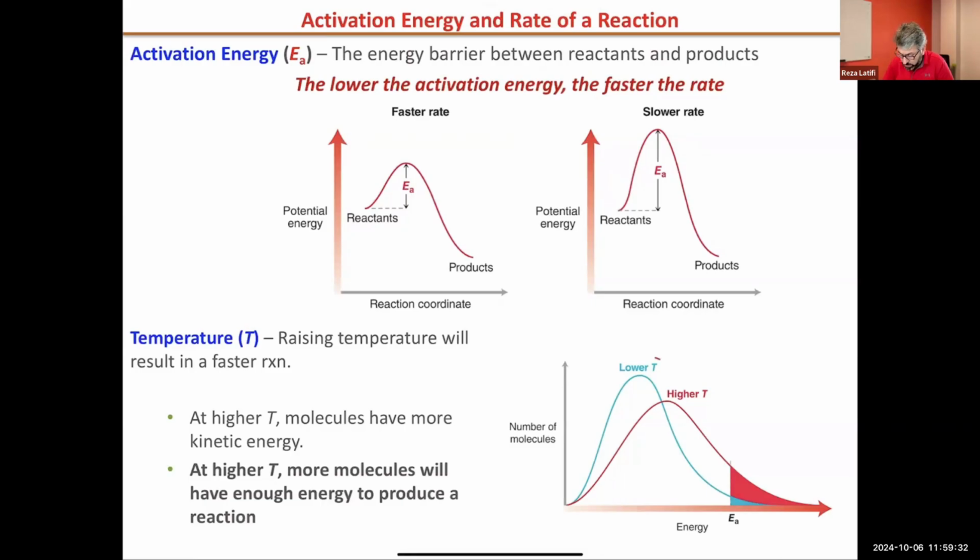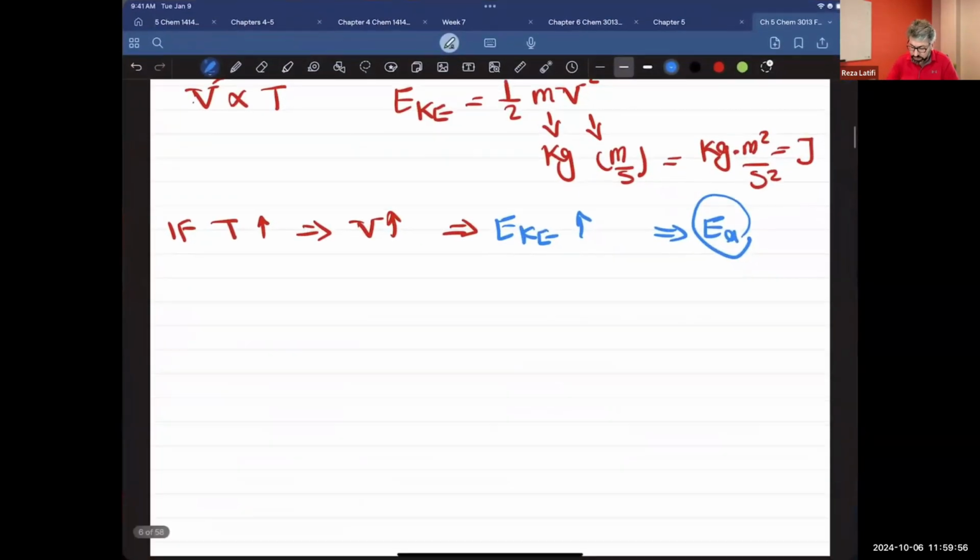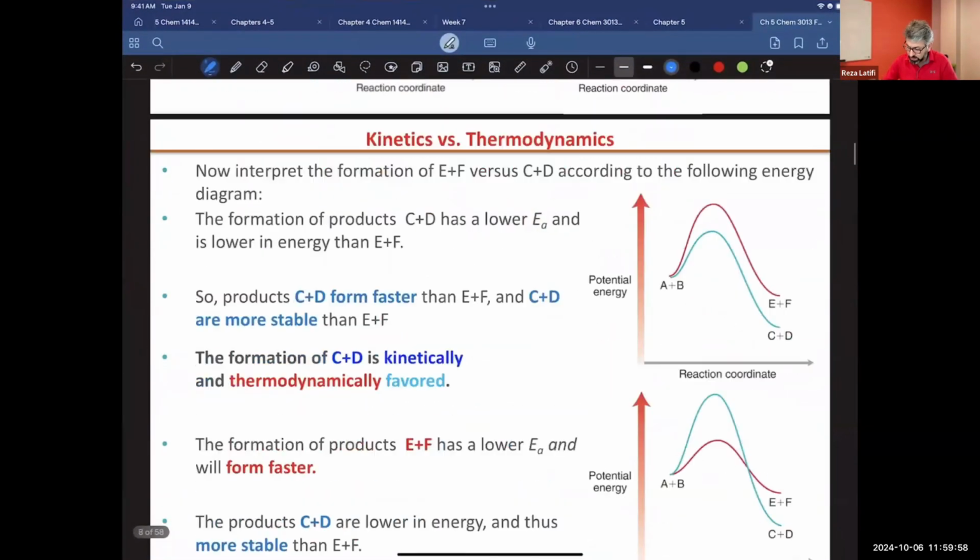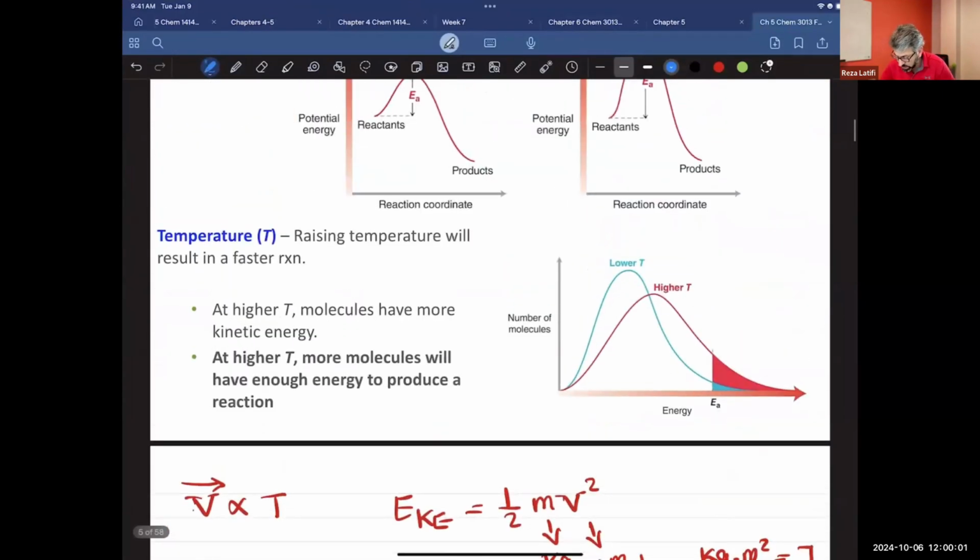So when the temperature is low, I have only this area. Only that area is available. It has enough energy to pass the activation energy. As I increase the temperature, yes, the max is going down, and I will say why it's going down, but the number of molecules that have enough energy to pass the activation energy will go up. And this is the threshold that you need to meet. We need to meet that threshold to technically initiate the reaction.